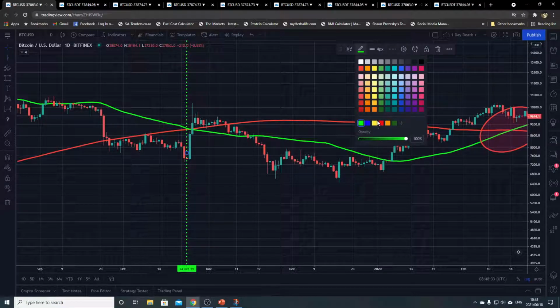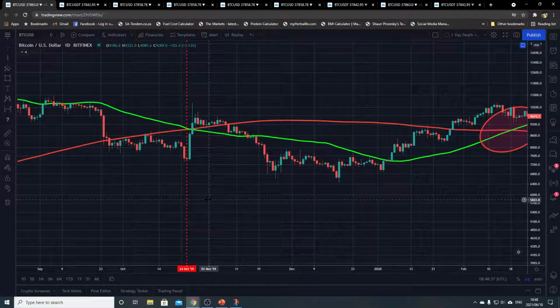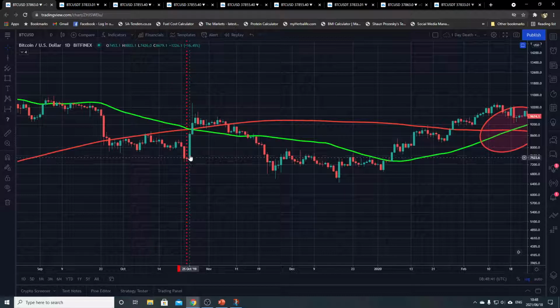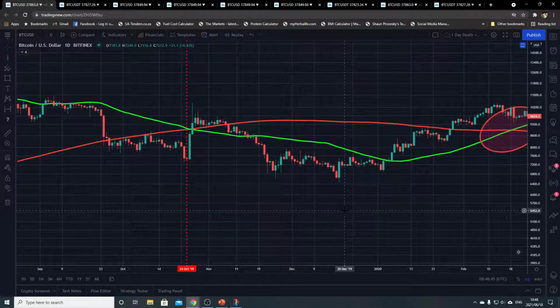Make that red for you guys so you can see. That's a death cross. What happened to price? Once again, it shot up and then came back down. Okay, now remember this, guys. Remember what I was saying every single time price happens.